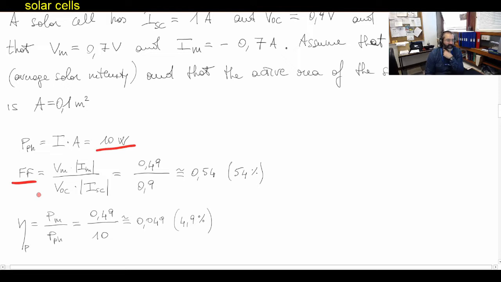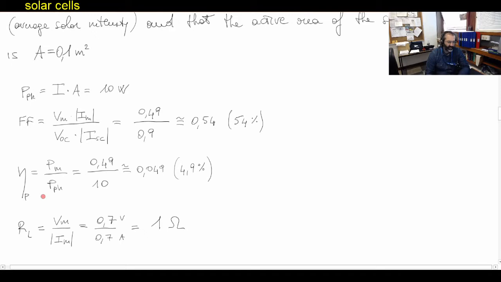And so we can calculate the filling factor for the solar cell, which is Vm times Im divided by VOC times ISC. And so putting the numbers in, Vm 0.7, the absolute value of Im is 0.7, VOC is 0.9, and ISC is 1 amp. And so we get this quantity, and so finally 0.54 or 54%, which is all right. And we can also calculate the power conversion efficiency, eta P, for the solar cell, which is the maximum power output divided by the photon power, which is this quantity. So this is relatively small, 4.9%.